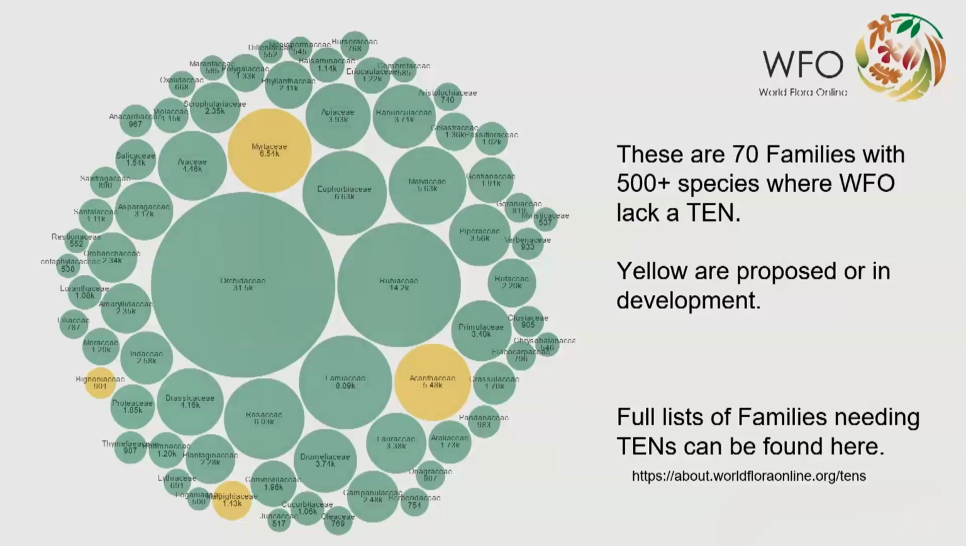So while we've made major strides in the last 2 years, there are still some significant gaps in our taxonomic coverage. 70 families with over 500 species still lack a TEN. But with the recent recruitment efforts and all of the enthusiasm that we saw at the International Botanical Congress, we're feeling very optimistic about the future of WFO, and we're very much looking forward to continuing to deepen our ties with Catalogue of Life and help bring high-quality plant information to an ever wider public.